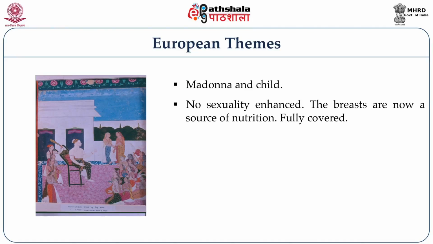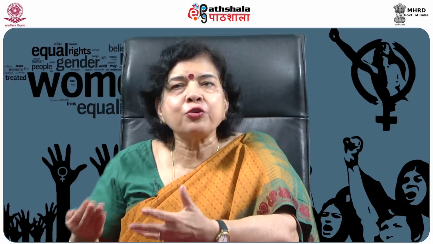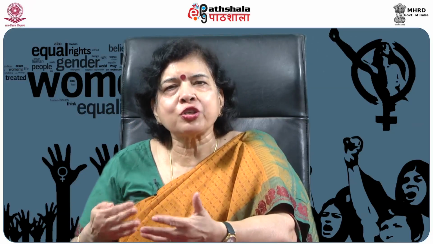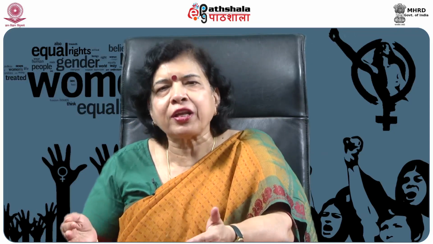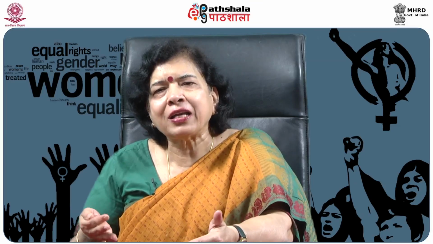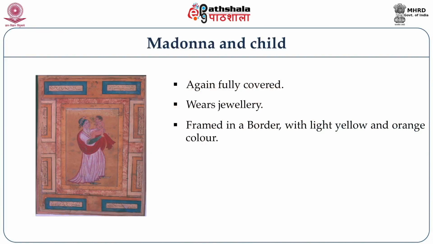You have a theme of Madonna and child. Here the sensuality of the women is not enhanced. The breasts are now totally covered, because now the breast is not seen as a sensuous thing, but it is a site of nutrition. And again, you have another scene where the woman is totally covered in an Islamic dress. There is another painting where the woman wears jewelry. There is a lot of border. This is again a painting of a Madonna and a child. It has a light yellow and orange color border.